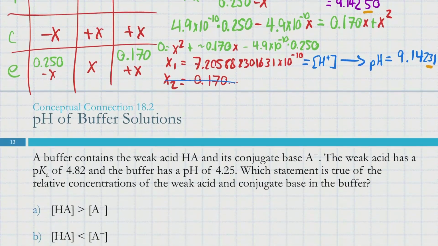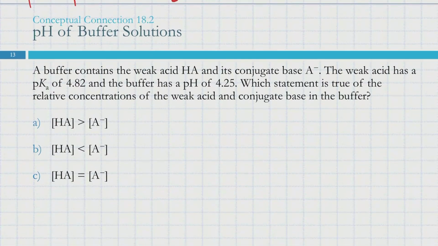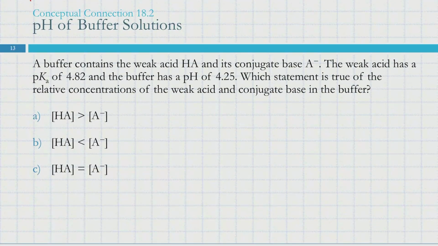Good. A buffer contains the generic weak acid HA and its conjugate base A-. The weak acid has a pKa of 4.82 and the buffer has a pH of 4.25. Which of the following statements is true? I'll give you a little bit of time to think about it.